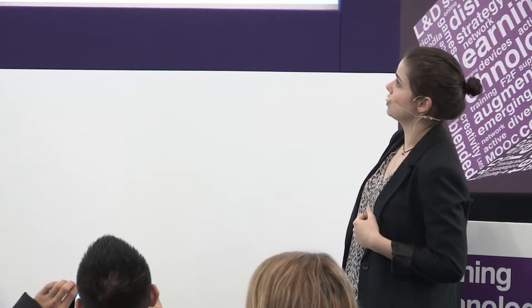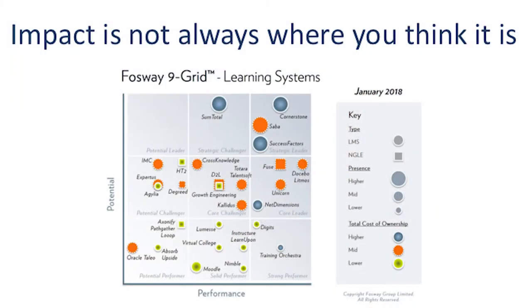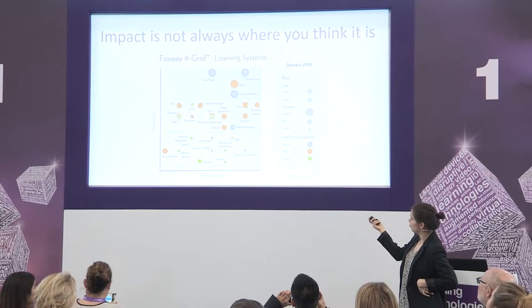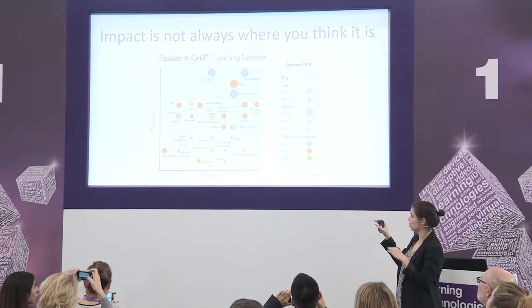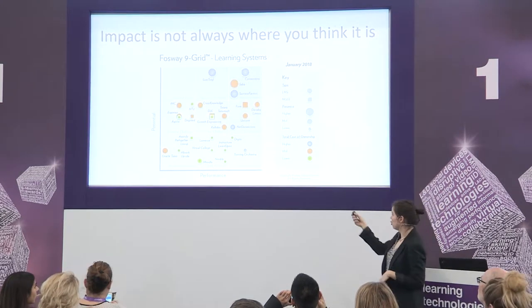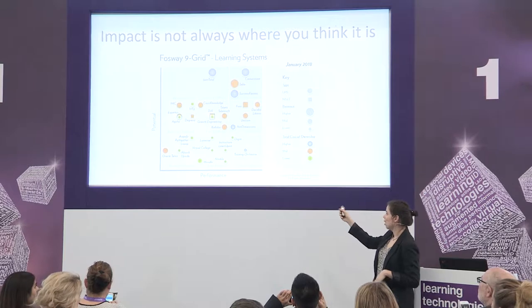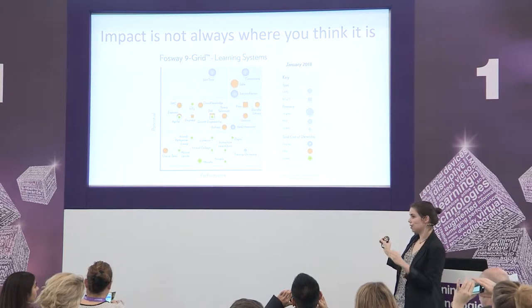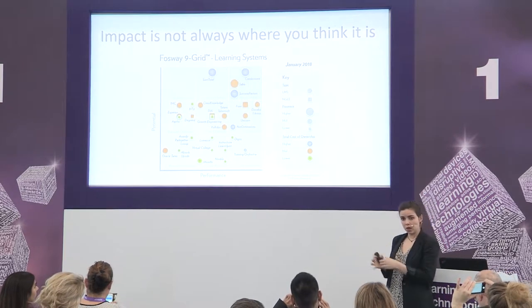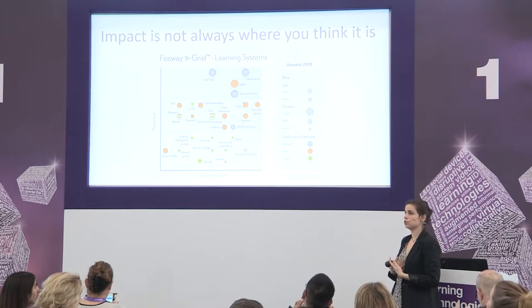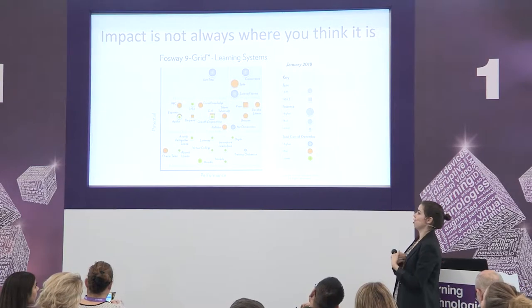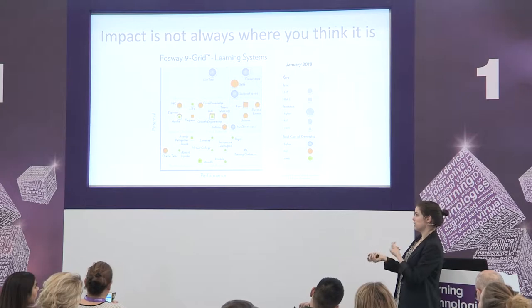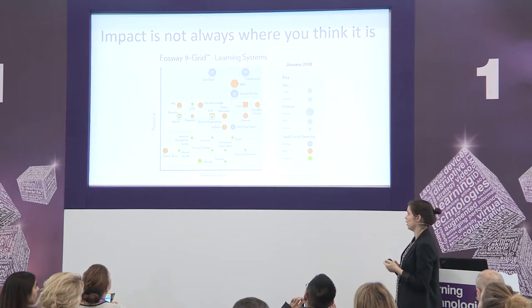And what I want to say here is that this approach of really innovating in something that might not seem sexy, but that has a lot of business impact for companies, is something that works. So here it's the Fosway 9-grid learning system, and they're really looking at different learning technologies. And we're here on the bottom right, identified as the strong performer. And it's sort of a unique positioning, because generally people talk more about innovation in terms of these new things. And they don't really talk about optimization in the same way.